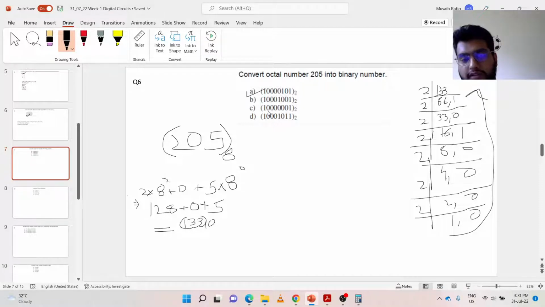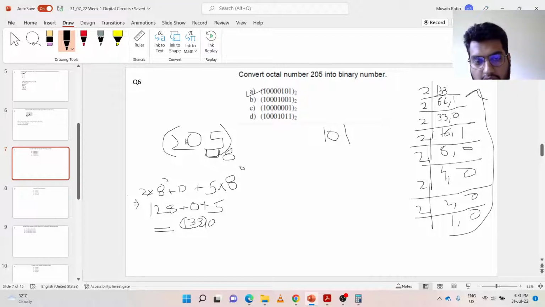I'll show you another way of directly converting this octal number to binary. Take up each individual digit and find its 3-bit binary equivalent. 5 has the binary equivalent of 101. 0 has a 3-bit binary equivalent of 000, and 2 is written as 010. So our number is 10000101. That is option A.